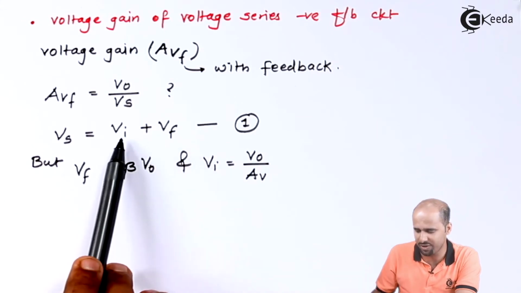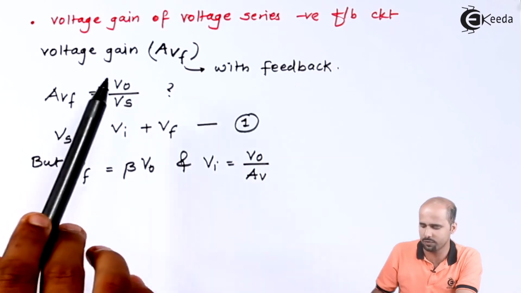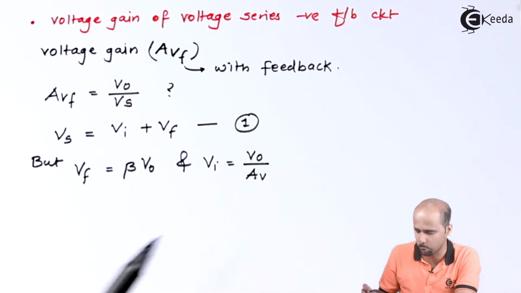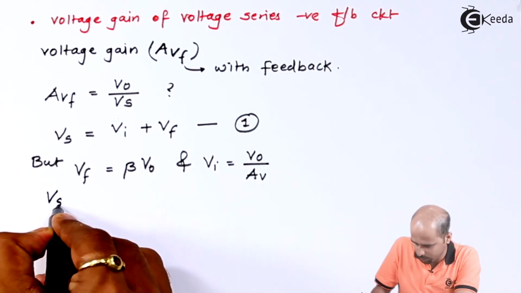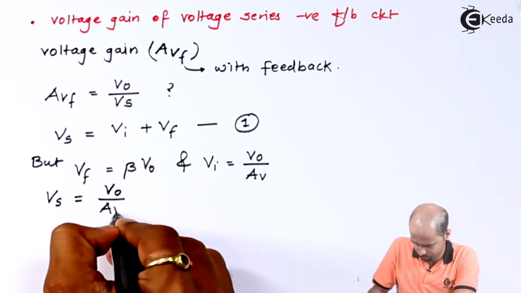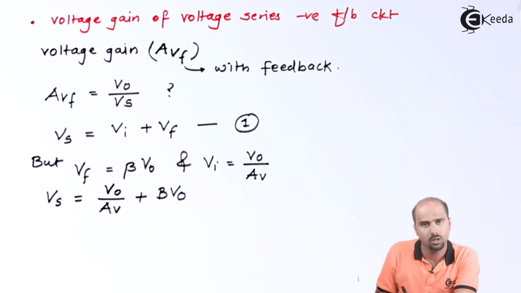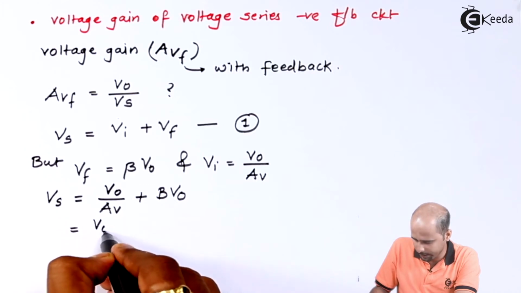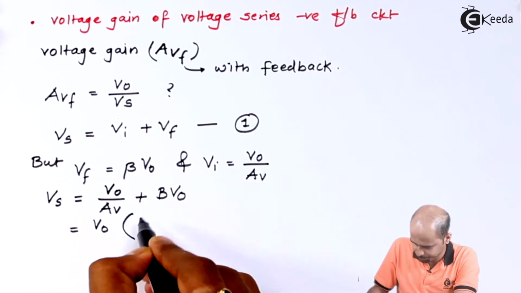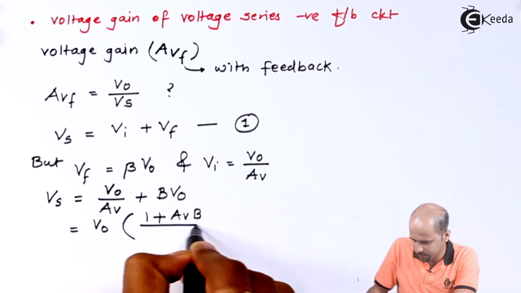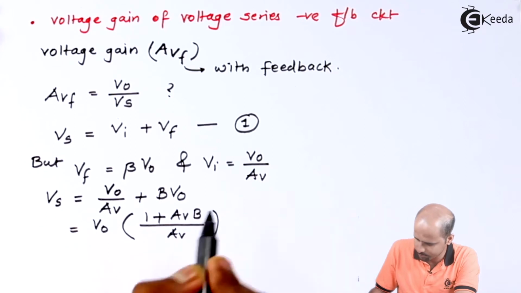Basically, I don't want Vi and Vf. I want the ratio of Vo and Vs. That's why I'm doing this conversion of Vf and Vi in the form of Vo. So let's try to get the value of Vs now. Vs will become, I can take this Vo outside, and the value will become 1 plus Av into beta divided by Av.